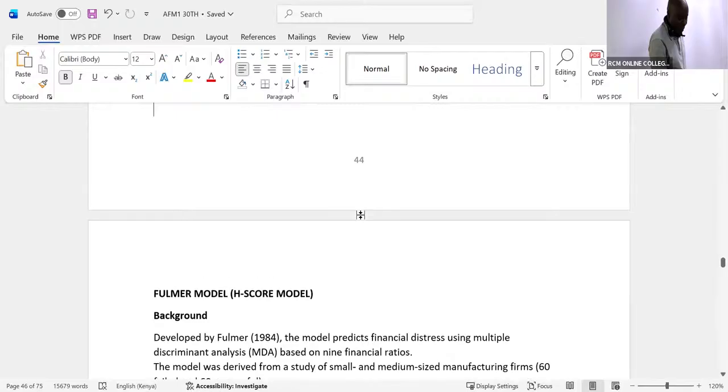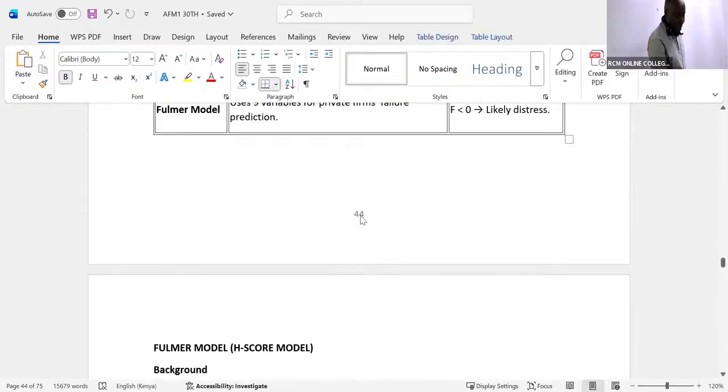So we have two models to go. We have what we call the Fulmer model, which is on page number 45. The Fulmer model, also known as the H-score model. So don't take lots of time on this. It has never been tested, but it's good for you to know that you could also be the very first candidates who can easily be tested on this.